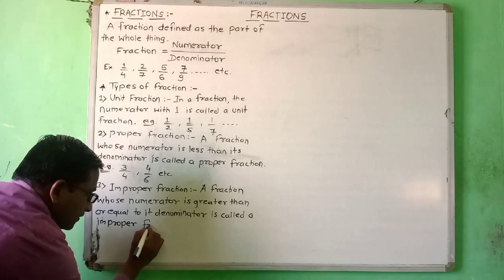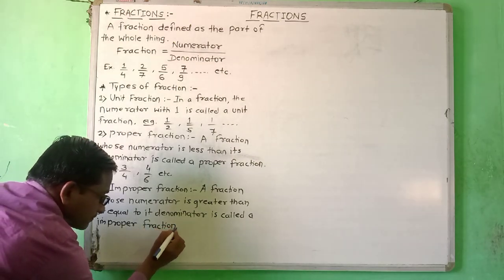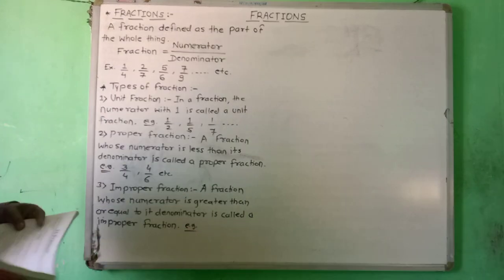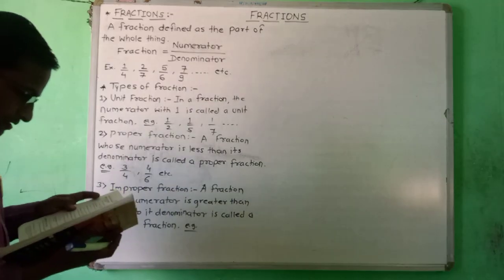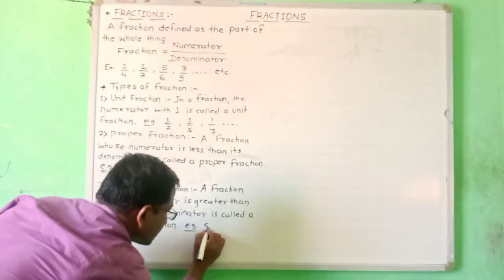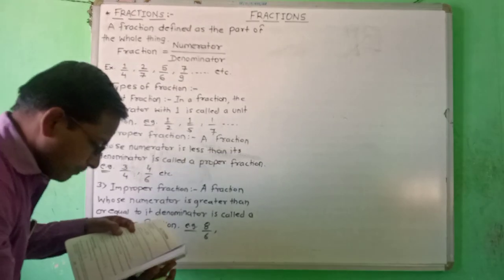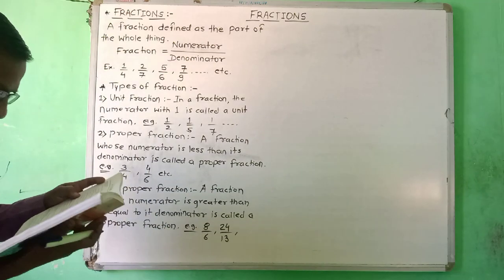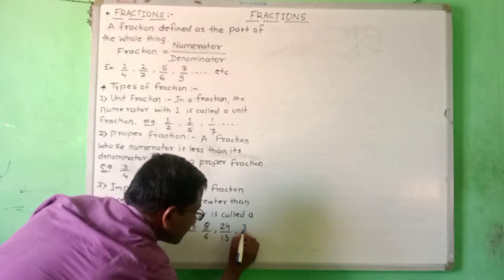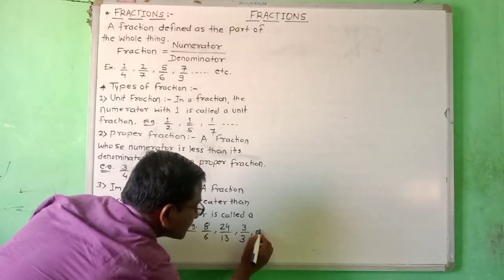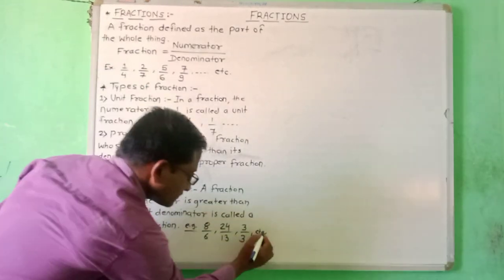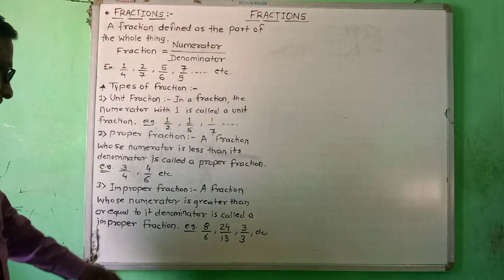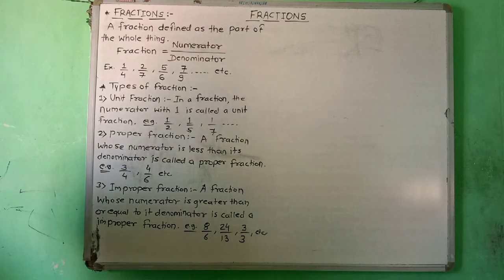Improper fraction. For example, 8/6, 24/13, 3/3, etc., 2/2, 5/5. So all are improper fractions.